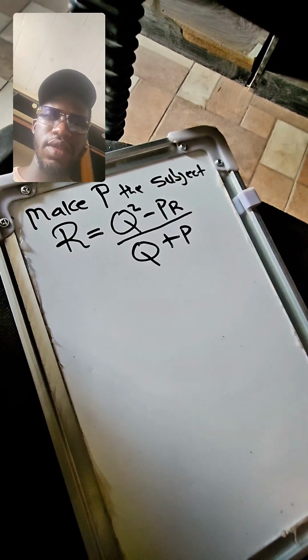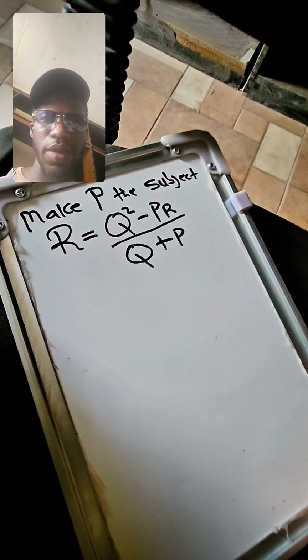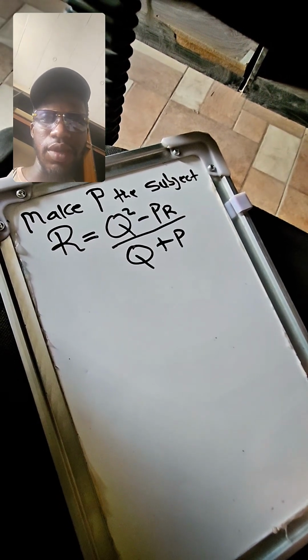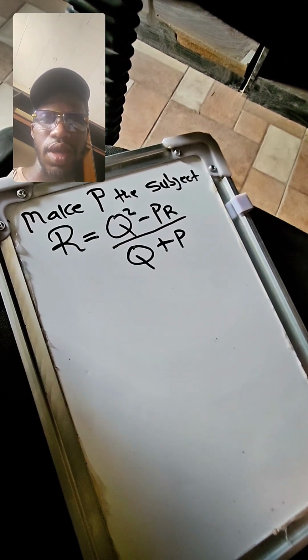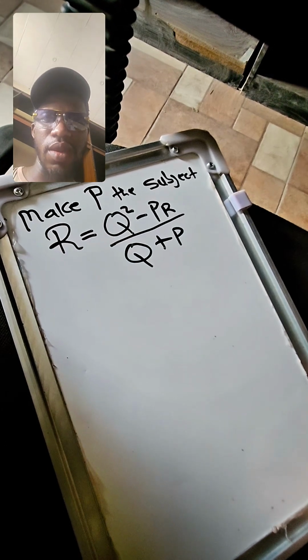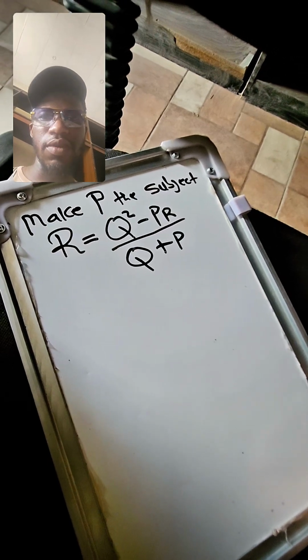Okay, yeah, I can see the questions. Okay, we're given this expression and we're asked to make P the subject. Now R is equal to (Q squared minus PR) all over (Q plus P). Okay, so now let's solve it together.